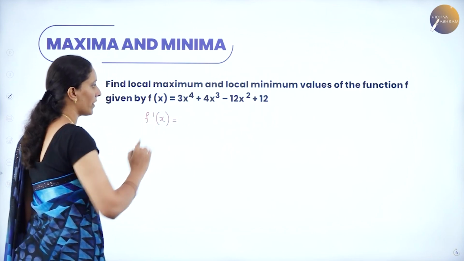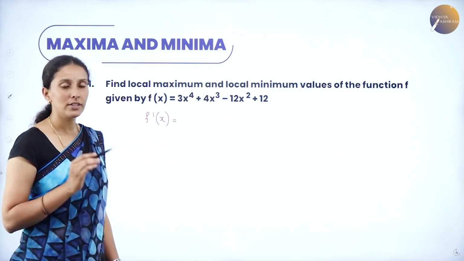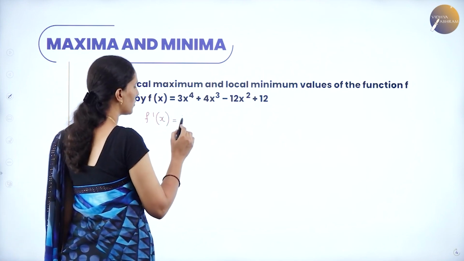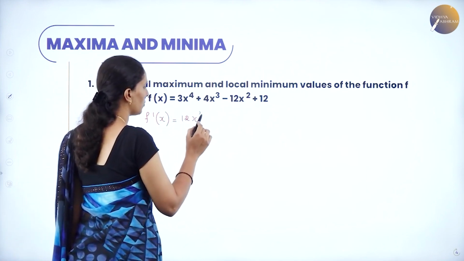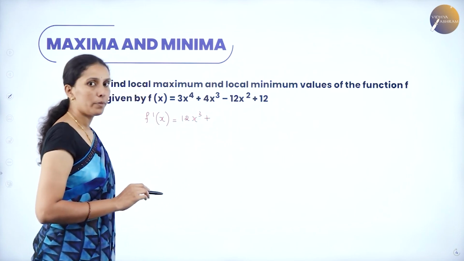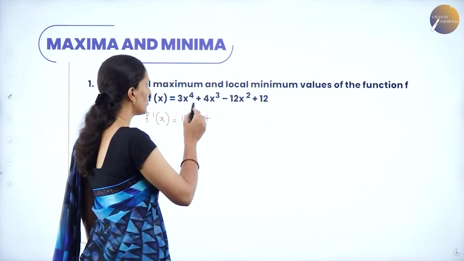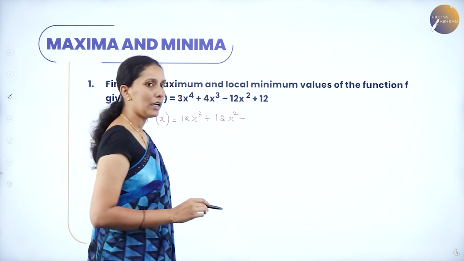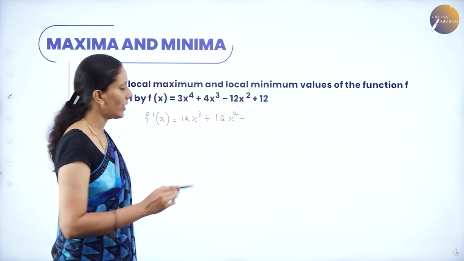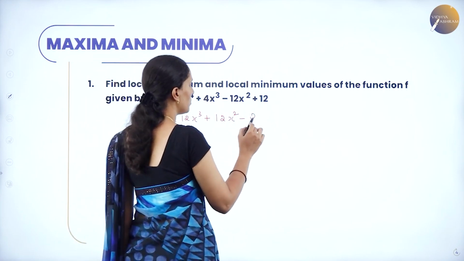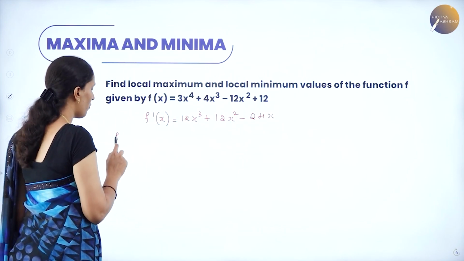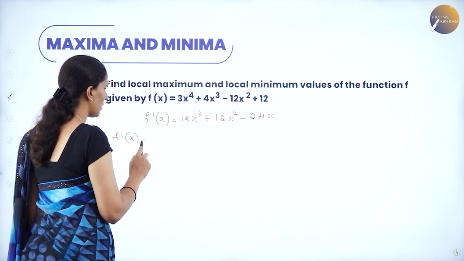So f dash of x: derivative of x to the power 4 is 4x cube. So 3 is a constant into 4x cube becomes 12x cube. Derivative of x cube is 3x square. So 4 3s are 12x square. Minus derivative of x square is 2x, 12 into 2x becomes 24x. Now we will take f dash of x is equal to 0.